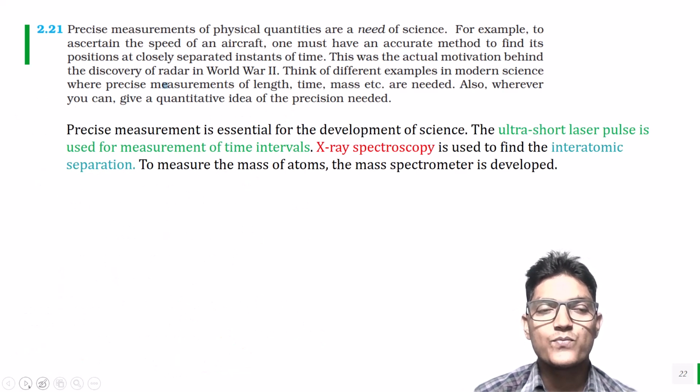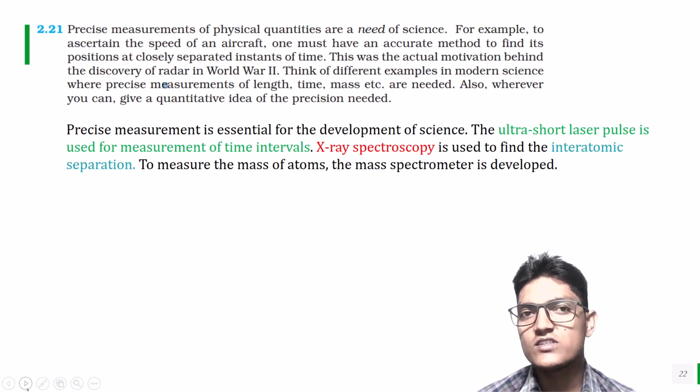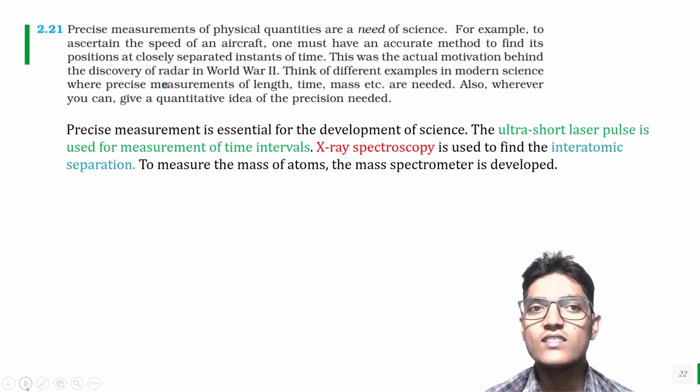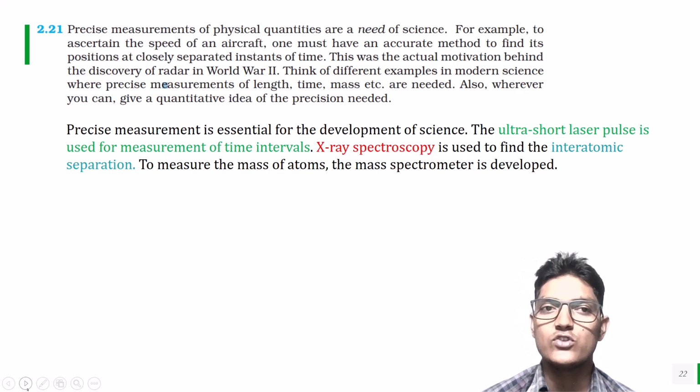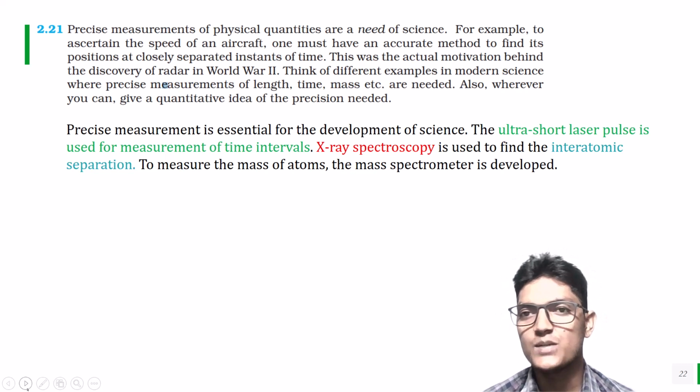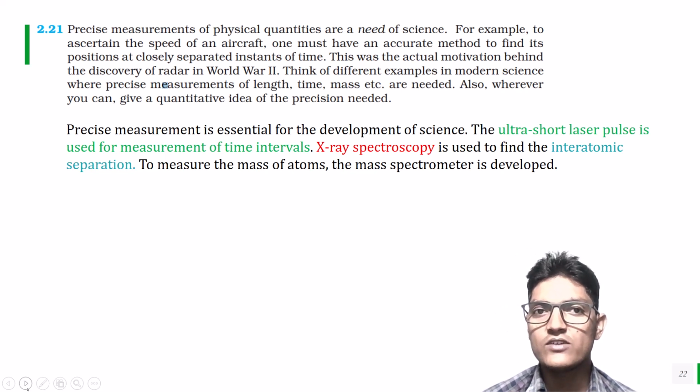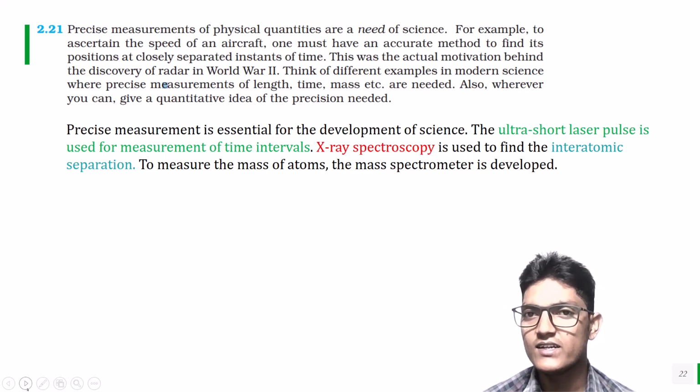Next question is, precise measurement of physical quantities are a need of science. For example, to ascertain the speed of an aircraft, one must have an accurate method to find its position at closely separated instants of time. This was the actual motivation behind the discovery of radar in World War II. Think of different examples in modern science where precise measurement of length, time, mass, etc. are needed. Also, wherever you can, give a quantitative idea of the precision needed.